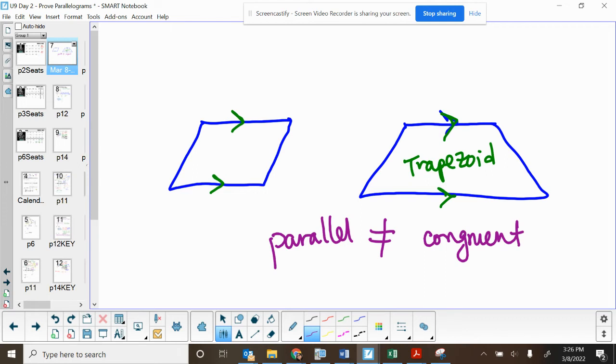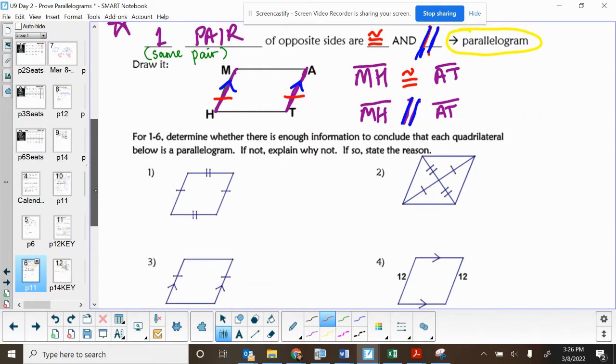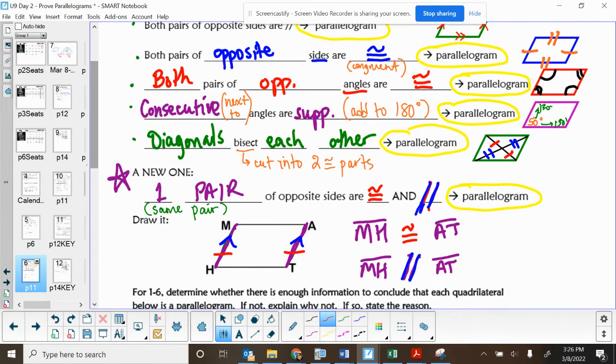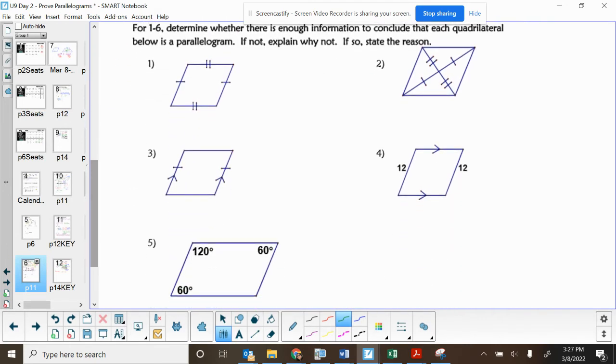Parallel just means same slope. Congruent means same length. So again, parallel is same slope. Congruent is same length. They're very different. Please do not mix those up. Okay, going back to page 11. So now, or whatever page it is for you, now we're going to use these six properties here to try to prove whether these pictures are parallelograms or not.